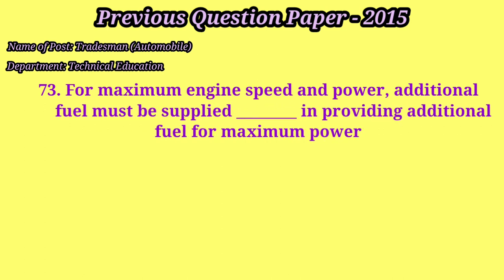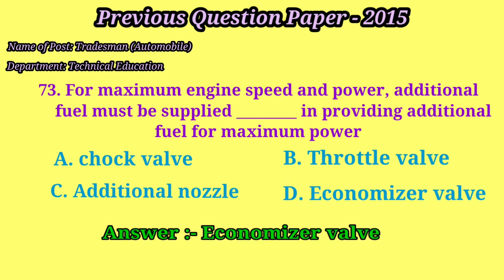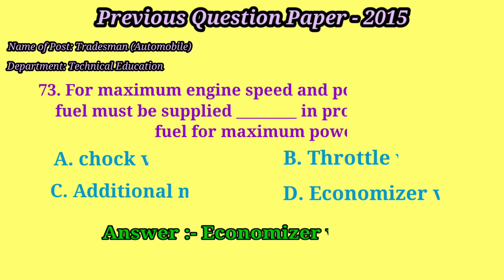73. For maximum engine speed and power, additional fuel must be supplied. In providing additional fuel for maximum power, which valve is used? A. Shock valve. B. Throttle valve. C. Additional nozzle. D. Economizer valve. Answer: Economizer valve.